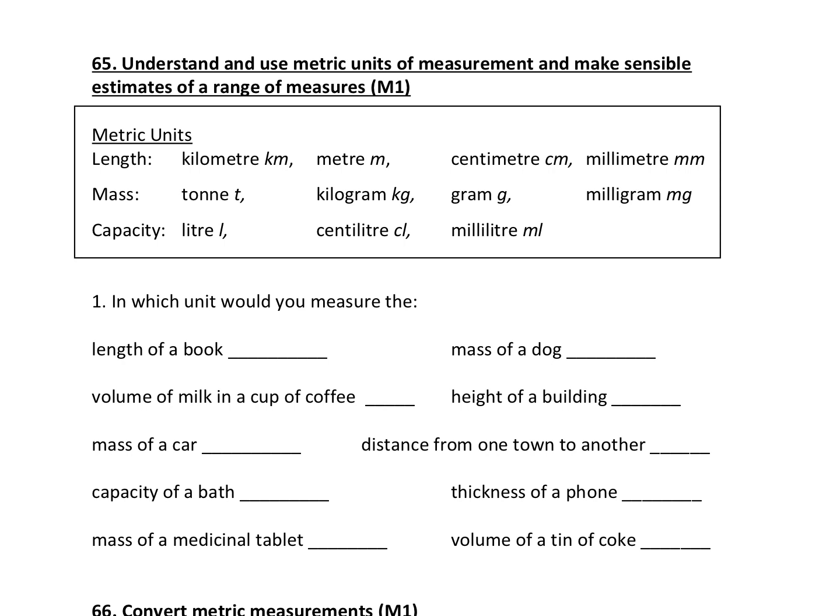So the length of a book, I would say, would be in centimeters. If you need to be really accurate, you could maybe argue millimeters. The mass of a dog, well, that would be in kilograms. Possibly you could argue, if you need to be very, very precise, grams. Volume of milk in a cup of coffee, so that would be milliliters.